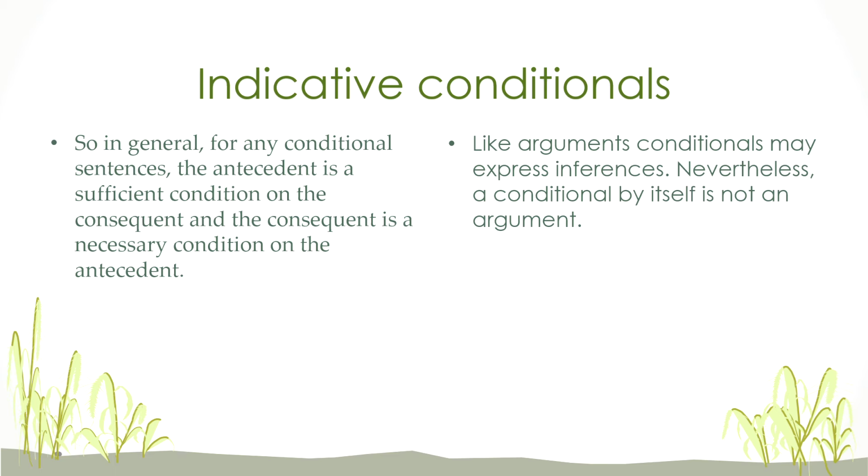Thus, this sentence says that being a mother is a sufficient condition on being female. And being female is a necessary condition on being a mother. So in general, in any conditional sentence, the antecedent is a sufficient condition on the consequent, and the consequent is a necessary condition on the antecedent.